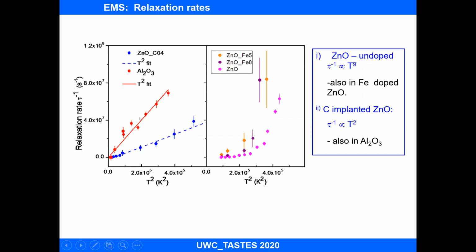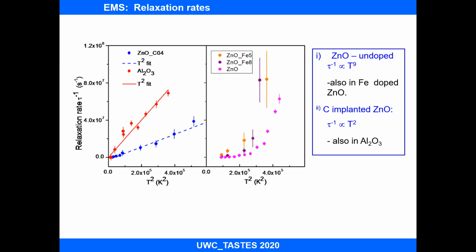A similar result we had observed in aluminium oxide. But the undoped zinc oxide follows a relaxation rate proportional to T to the power 9. And those on zinc oxide implanted with different concentrations of iron, 5 atomic percent and 8 atomic percent, also appear to follow a T to the 9 dependence, although in this case we don't have enough experimental points.